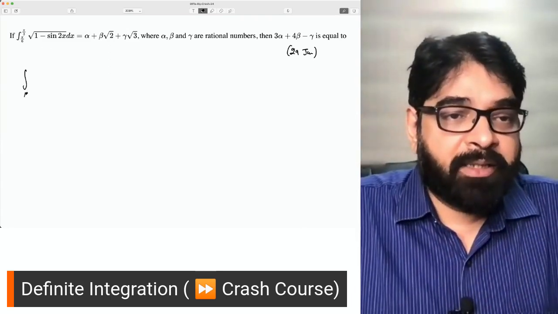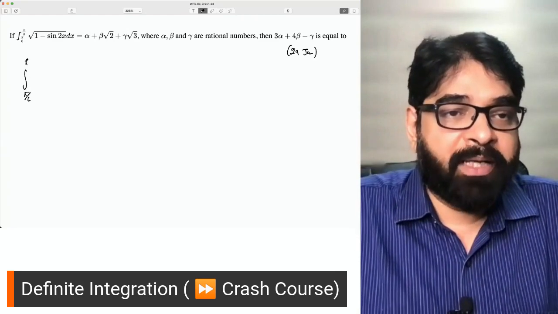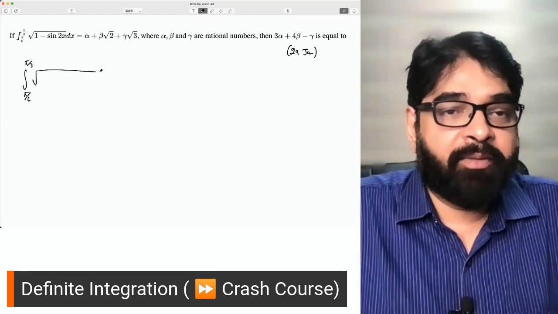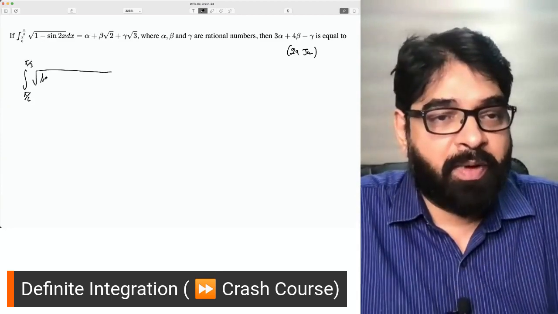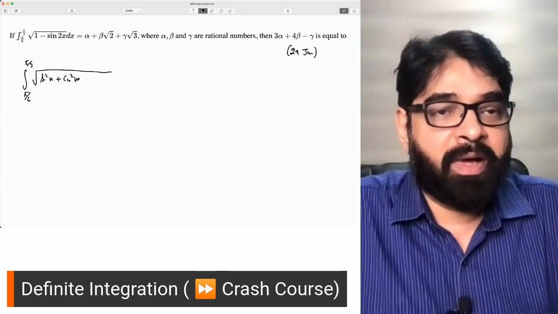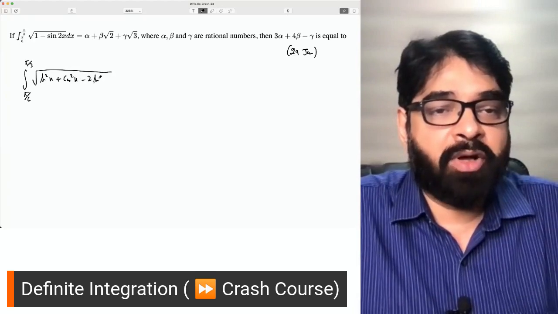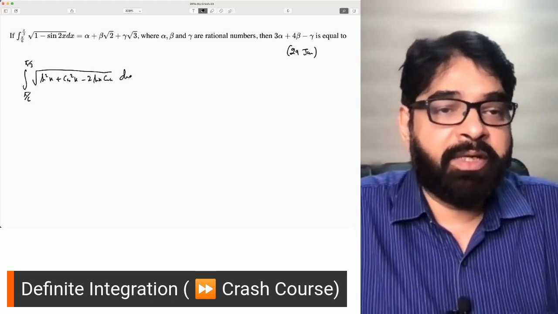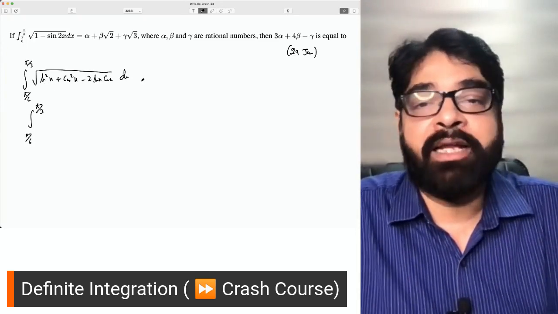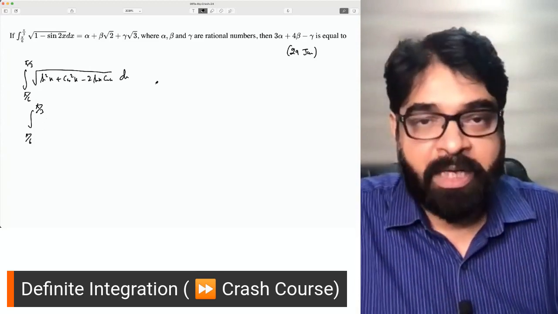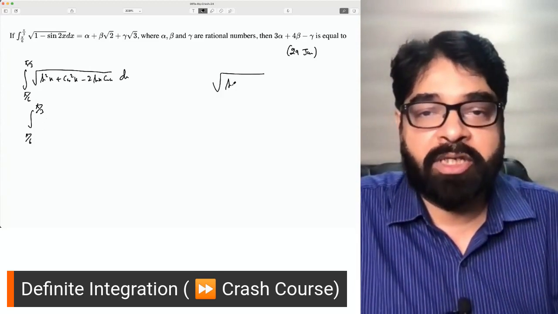The integral from pi by 6 to pi by 3. This 1 I can write as sine square x plus cos square x, and minus 2 sine x cos x. This is nothing but the root of (sine x minus cos x) whole square.